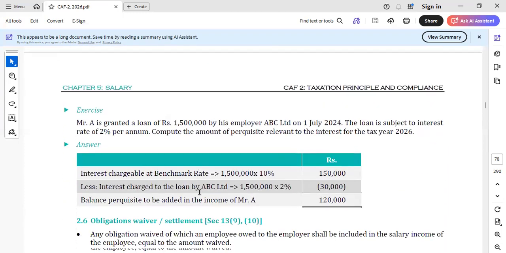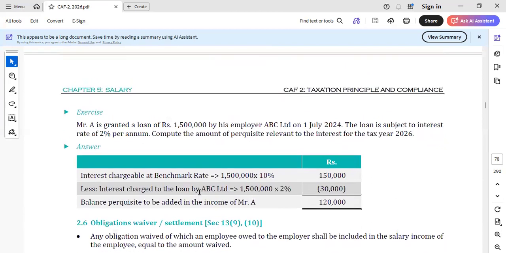Again, the practice question we can see on the screen. Mr. A is granted a loan of 15 lakh rupees by his employer. The loan is subject to 2% per annum. Tax treatment क्या होगा? Compute the amount of perquisite relevant to the interest for the tax year 2026.